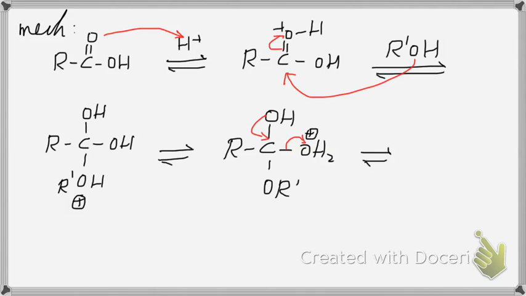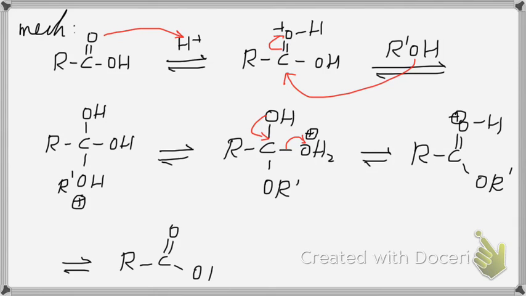The next step, the electrons on the unprotonated OH group will come back to reform the C=O double bond, and then water will serve as the leaving group. So it will give a protonated ester as the product. And after deprotonation, ester is the final product.